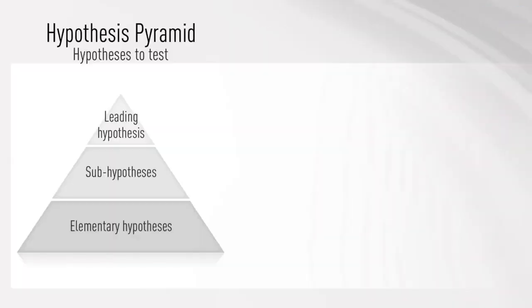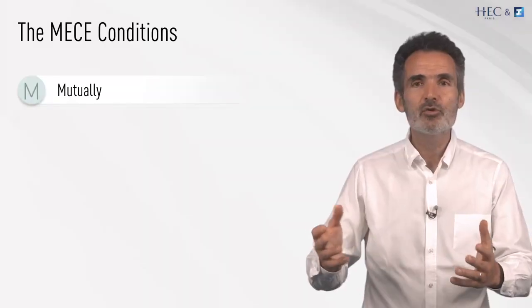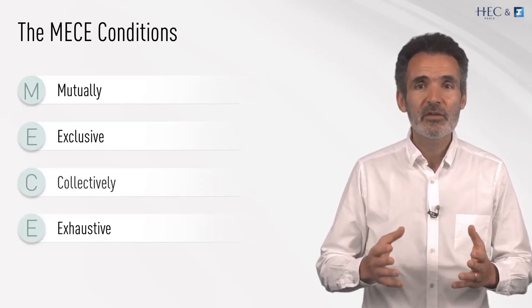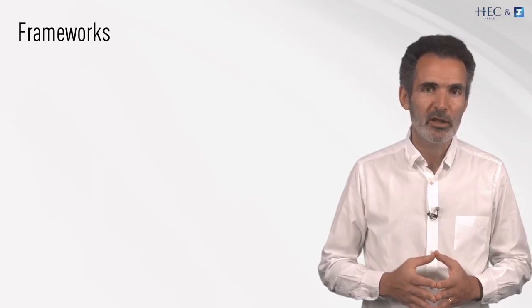We have now seen two ways to structure a problem: the hypothesis pyramid and the issue tree. Both approaches enable us to break down a big, complex problem into smaller components, then smaller ones again. But how do we start? How, in particular, do we find ways to break down questions into smaller questions in a way that is MECE, mutually exclusive and collectively exhaustive? This is where frameworks come into play.